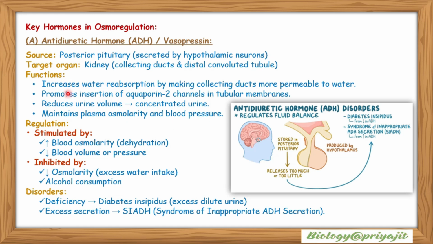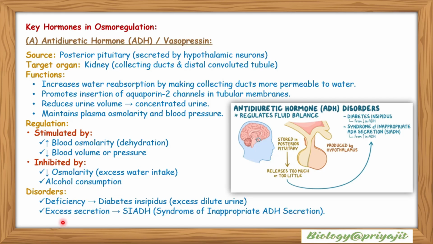Regulation: antidiuretic hormone release is stimulated by increased blood osmolarity or by means of dehydration, and when blood volume or blood pressure is decreased, it is stimulated. When blood osmolarity is increased or dehydration is increased, ADH secretion is stimulated. But when osmolarity decreases, that is due to excess water intake, ADH secretion is inhibited, and alcohol consumption also inhibits the antidiuretic hormone ADH or vasopressin secretion.